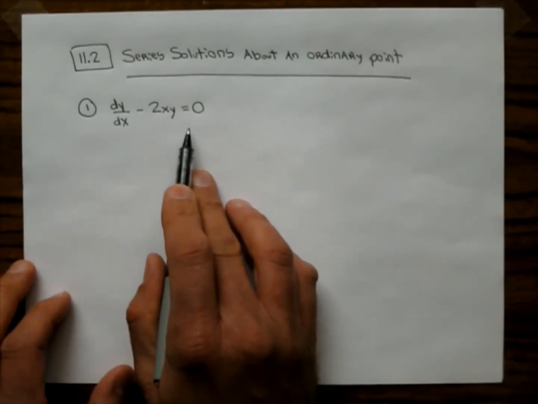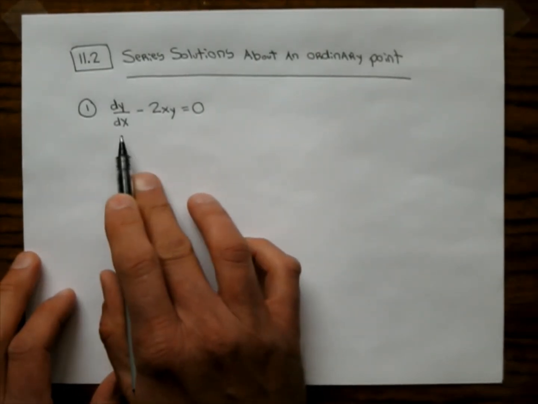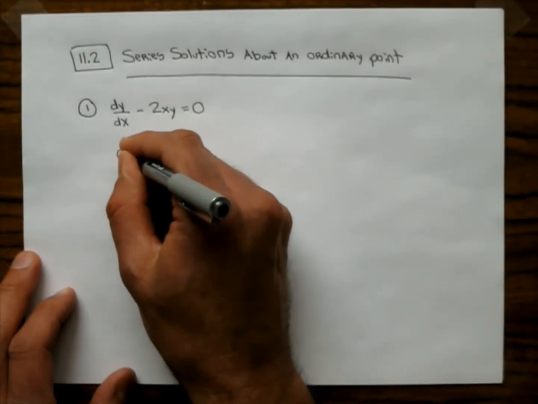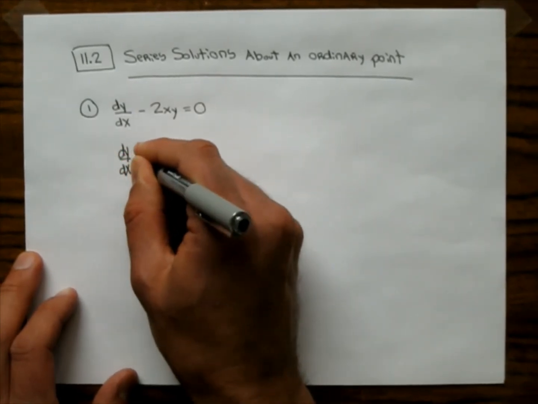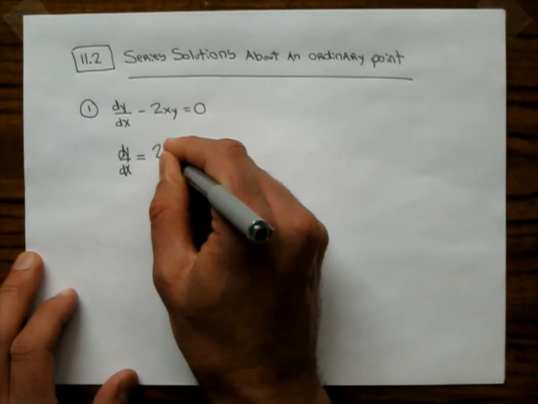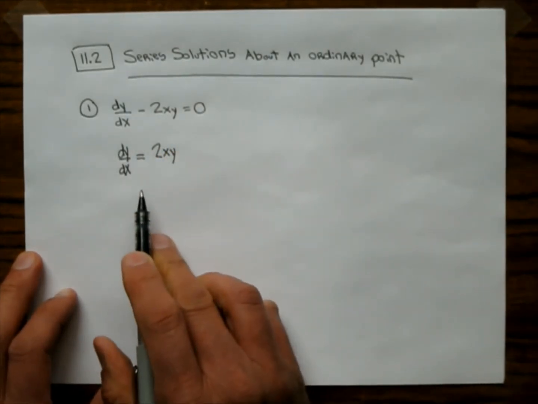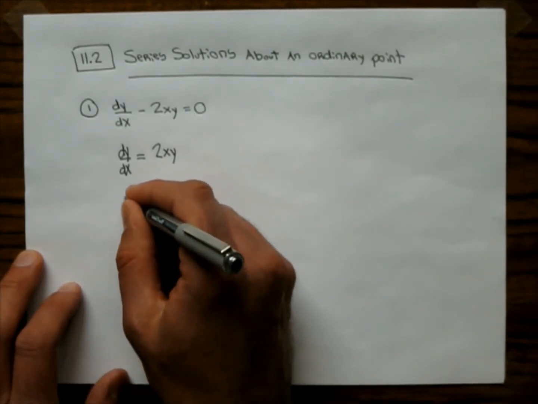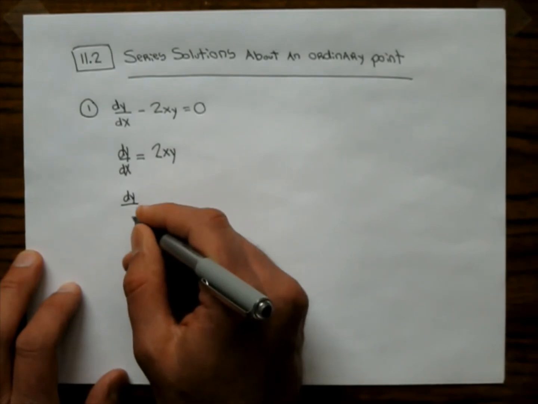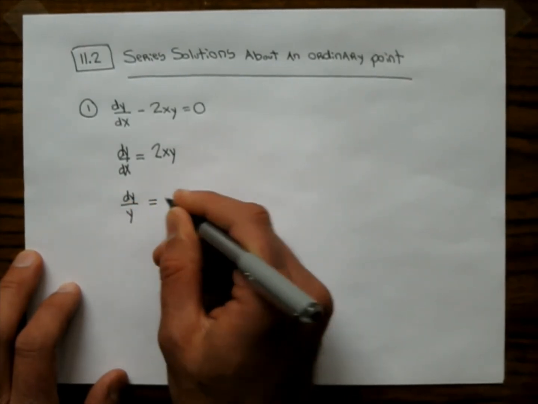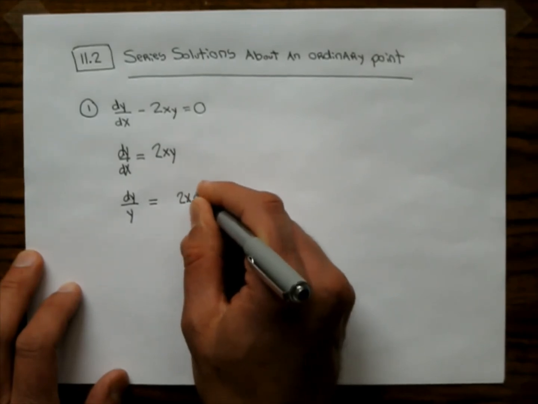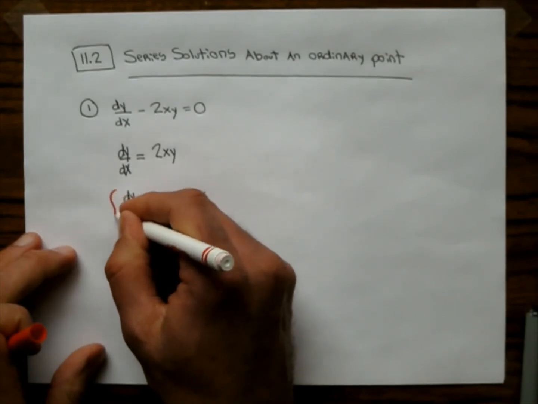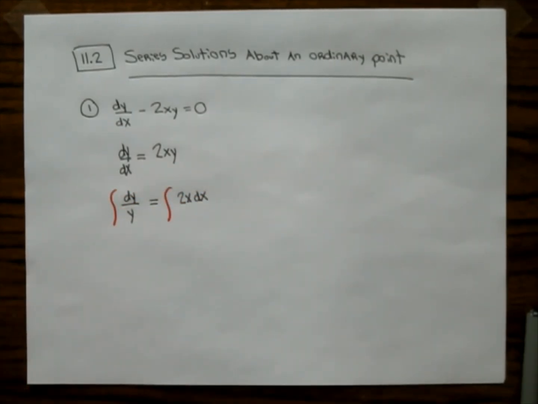I want to solve this equation here. This is a differential equation. It's first order. The highest derivative is the first derivative. And I'm going to solve for dy/dx. This equals 2xy. We can see that this first order differential equation is separable. So I'm going to separate this. I'm going to write this as dy over y equals 2x dx. The next thing I want to do is integrate both sides with respect to those letters there, x and y.